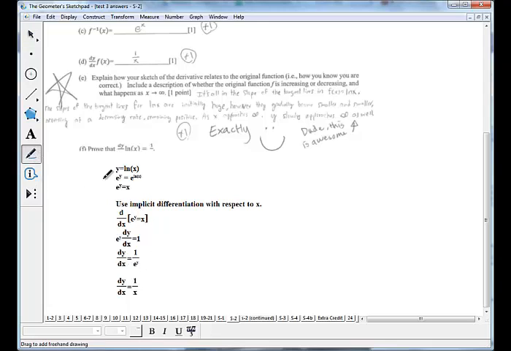And remember back here, we have that e to the y is equal to x. So I simply substitute that in right here, and we get the desired result, which is dy dx is equal to 1 over x.